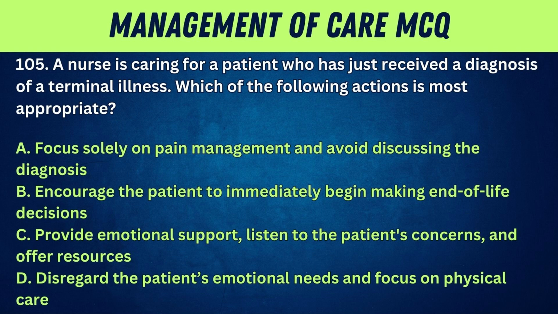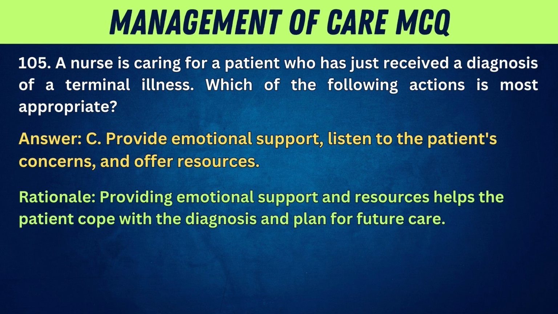105. A nurse is caring for a patient who has just received a diagnosis of a terminal illness. Which of the following actions is most appropriate? A. Focus solely on pain management and avoid discussing the diagnosis. B. Encourage the patient to immediately begin making end-of-life decisions. C. Provide emotional support, listen to the patient's concerns, and offer resources. D. Disregard the patient's emotional needs and focus on physical care. Answer: C. Provide emotional support, listen to the patient's concerns, and offer resources. Rationale: providing emotional support and resources helps the patient cope with the diagnosis and plan for future care.